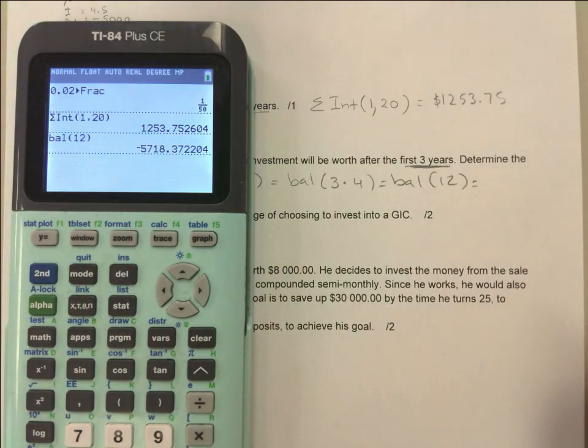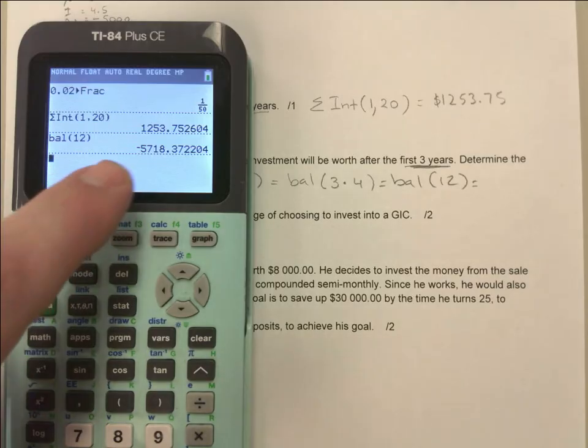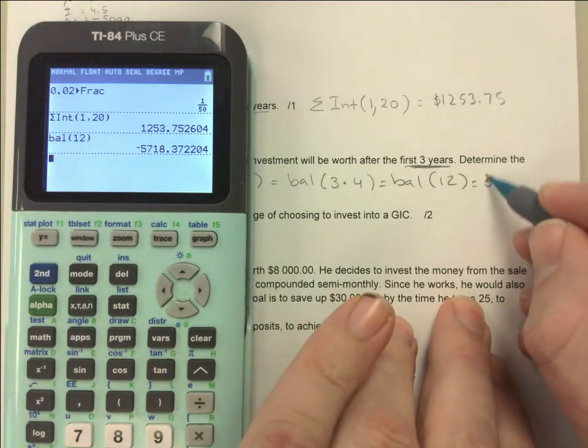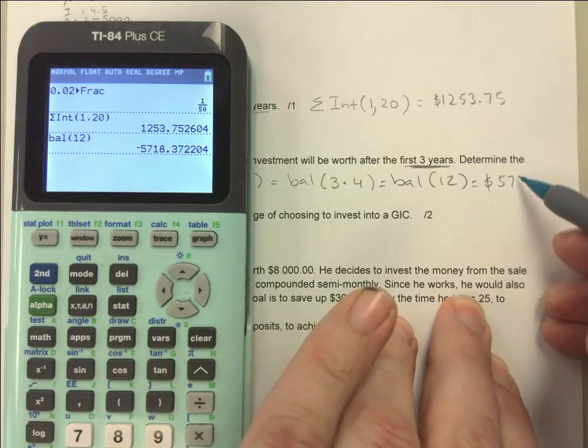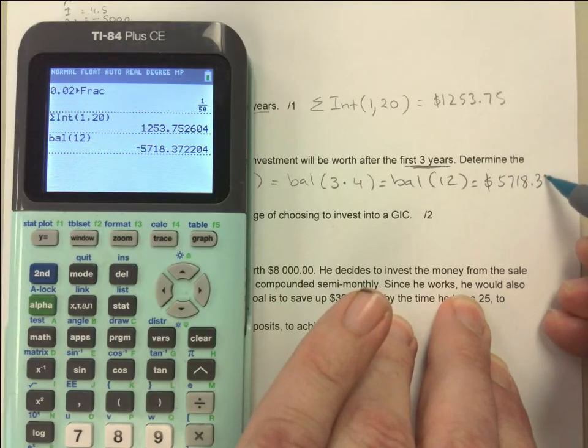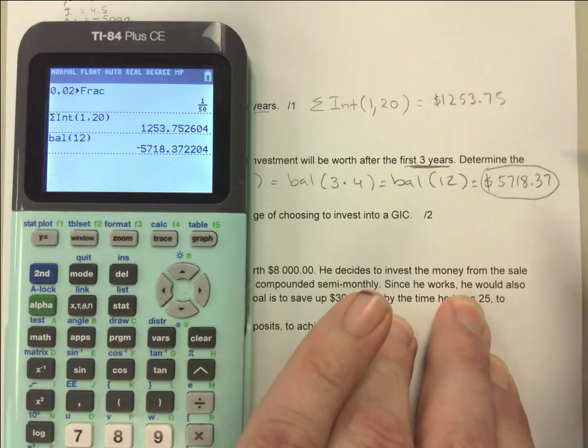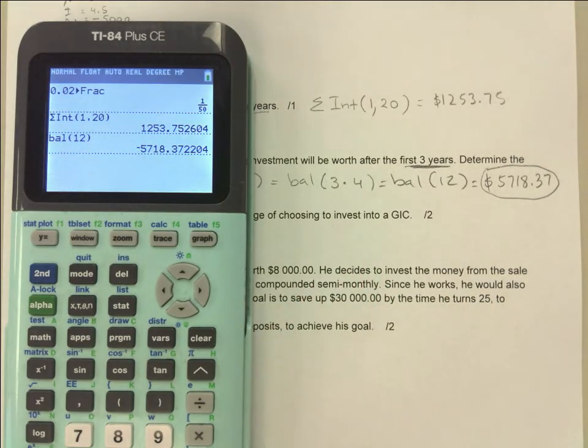Oh, it's negative. That must be wrong. Think about it. You're asking for the balance. Who has the money in the meantime? The bank, right? It's not with you, it's with them. So it's okay to have a negative answer. Do I need to copy this down, Mr. Dirksen? No, I don't. So 5,700. Okay. Question?